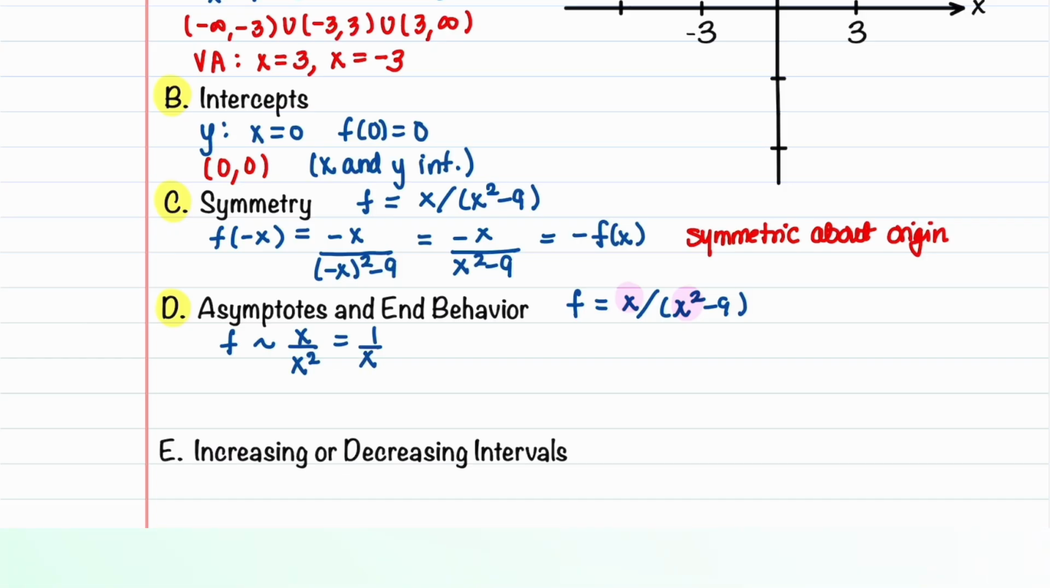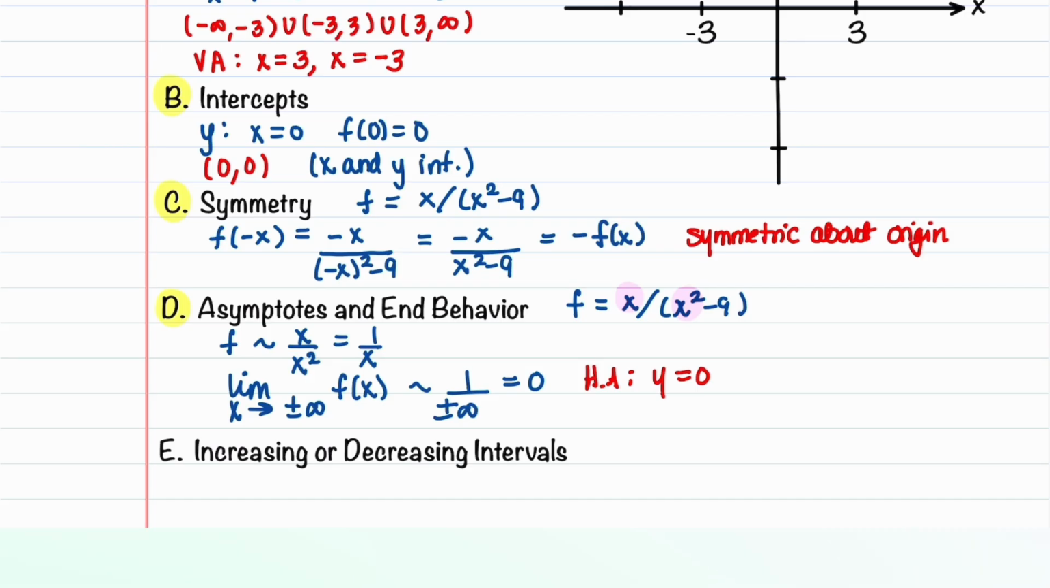And this tells us that the limit as x goes to plus or minus infinity of f of x is approximately 1 over plus or minus infinity, which is 0. So this tells us that our horizontal asymptote is y is equal to 0.